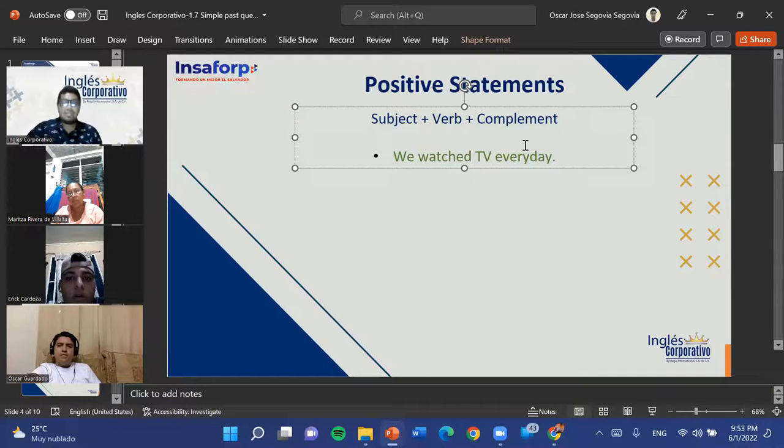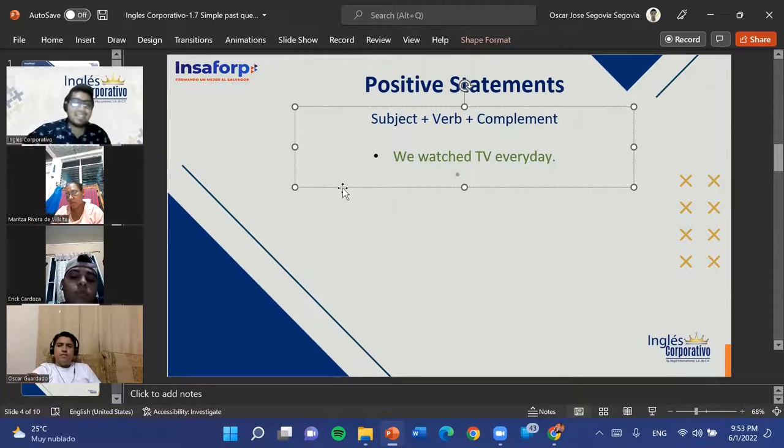We watched TV every day. O sea, sería como veíamos tele todos los días. Sí, ahora se nos quemó la tele por la tormenta de ayer, pero veíamos tele todos los días. So, we watched TV every day. Very nice.